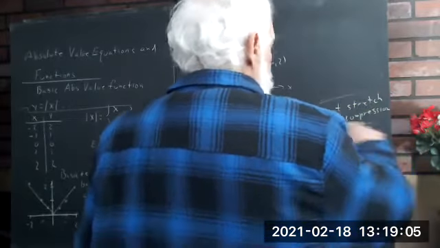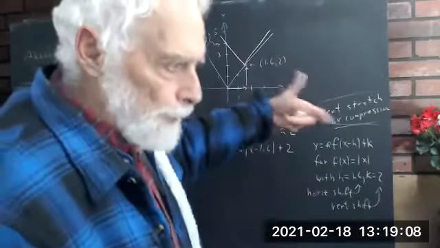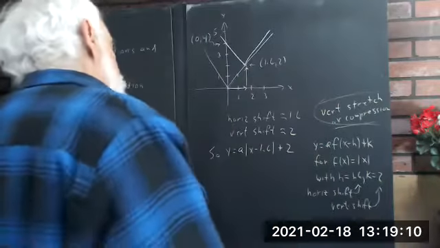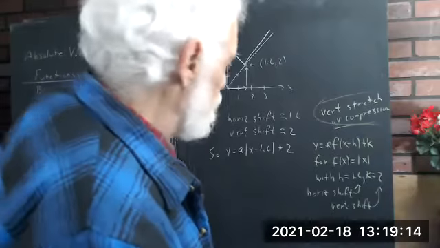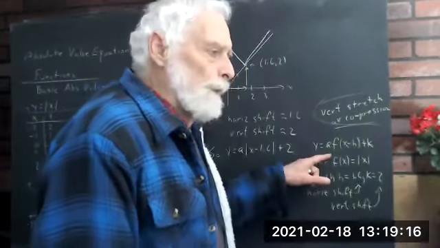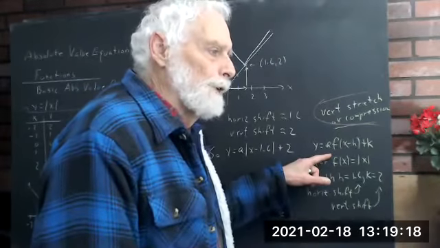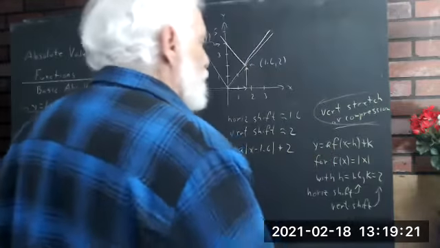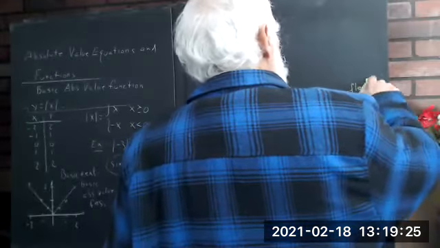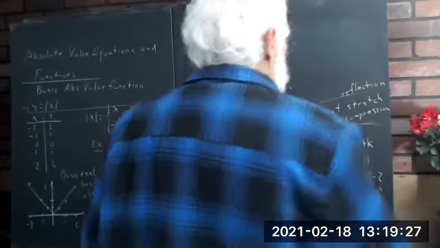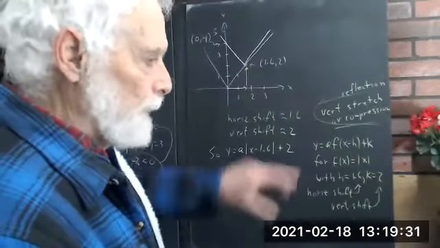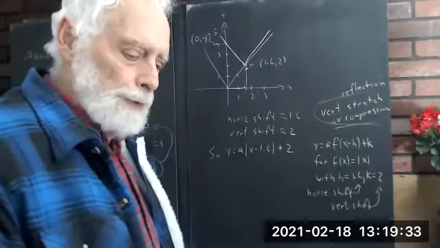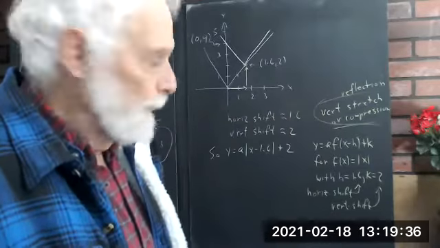For compression. If A is bigger than 1, it's a stretch. If A is less than 1, the absolute value of A is less than 1, it's a compression. And if A is negative, of course, it's a reflection. So A tells you whether you're stretching or compressing in the vertical direction. It tells you whether you're flipping over the x-axis, reflecting through the x-axis.